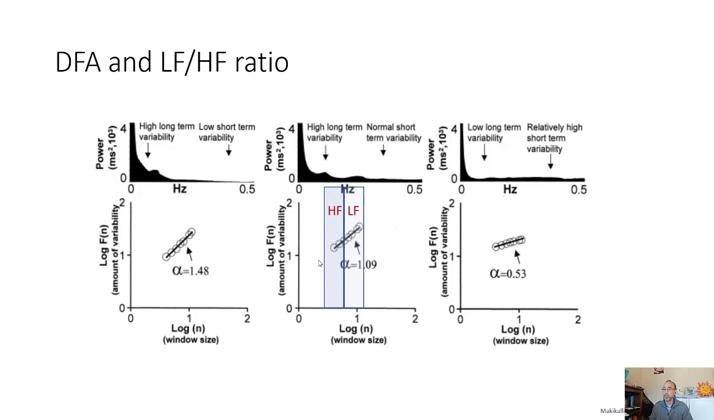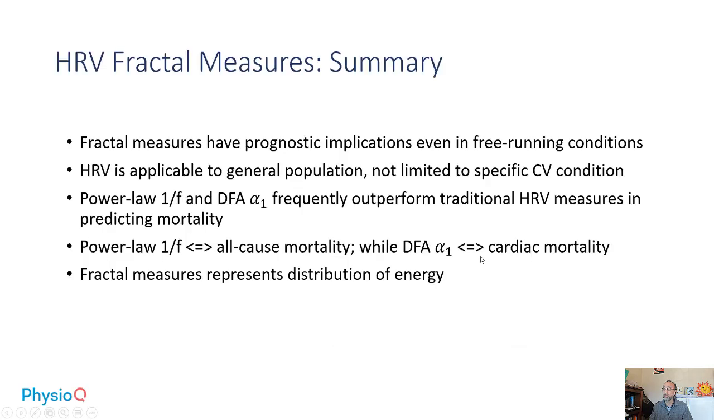However, that does not maintain its relationship in free-running conditions simply because DFA is more attuned for non-stationary data compared to Fourier transforms, which is used for low frequency and high frequency ratios. So DFA alpha 1 still remains more advantageous for that reason, particularly if you're going to apply it in real-world practical situations.